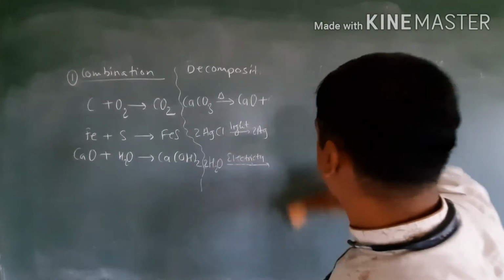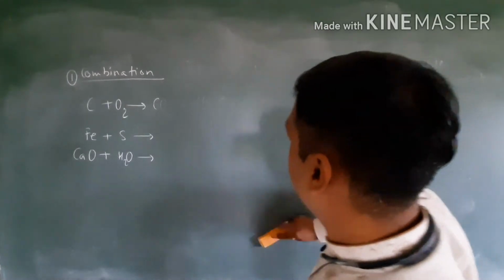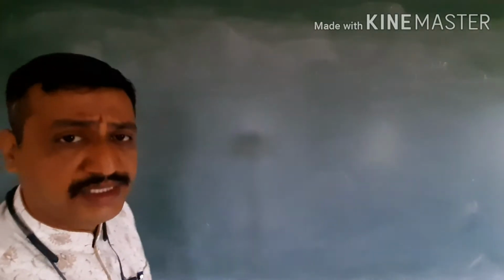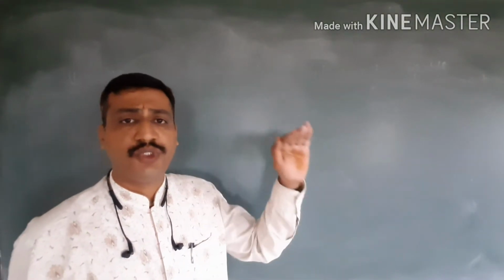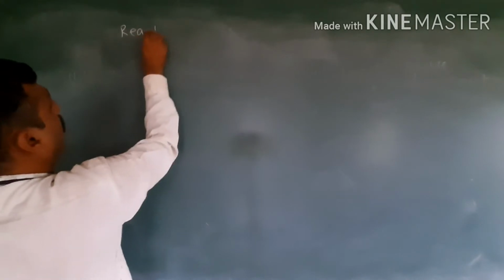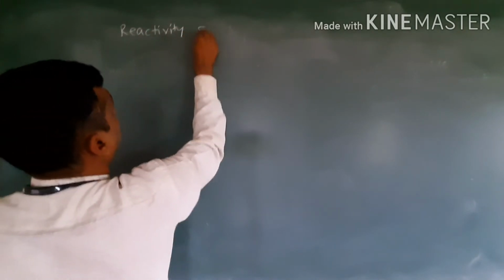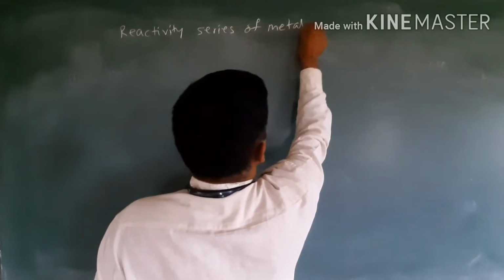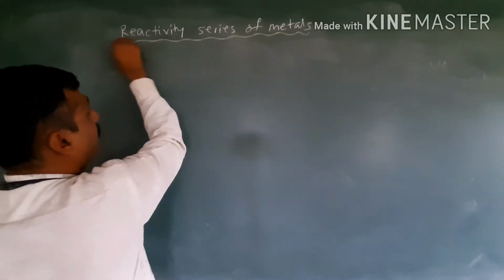Next two remains, that are the displacement and double displacement reactions. Before starting the displacement reactions, one should know about the reactivity series of metals. Reactivity series of metals means what?